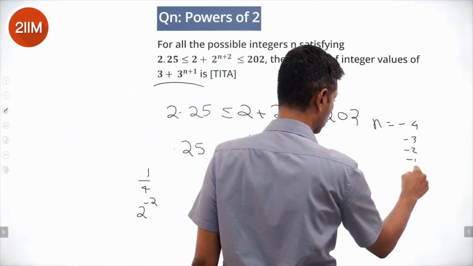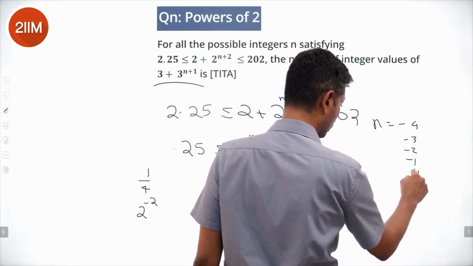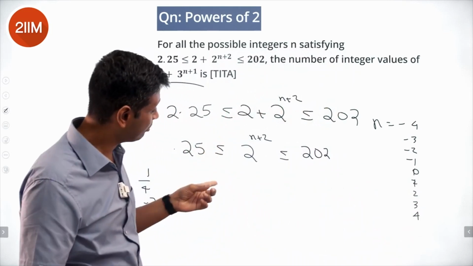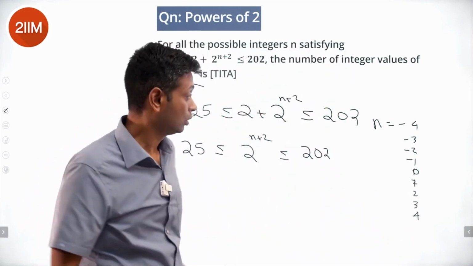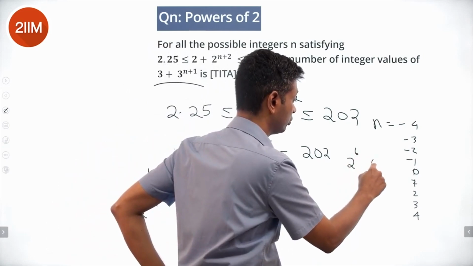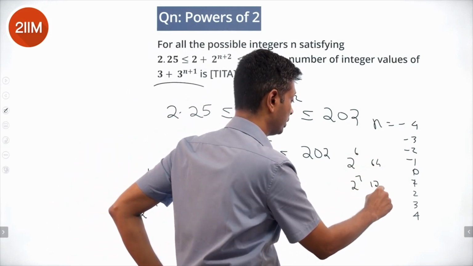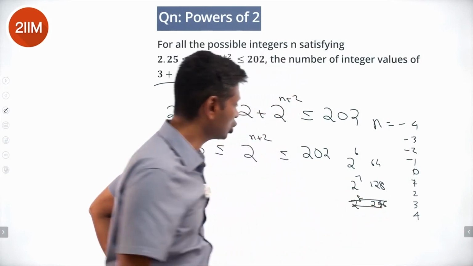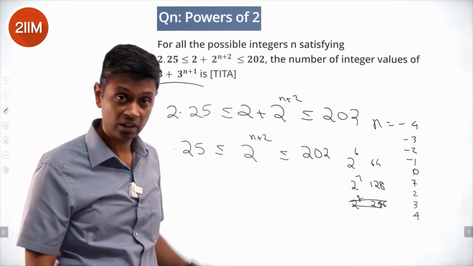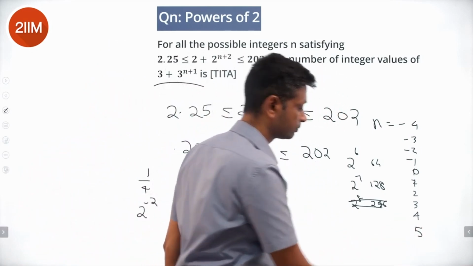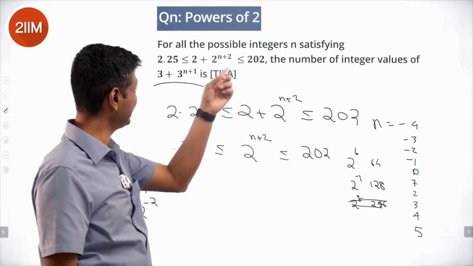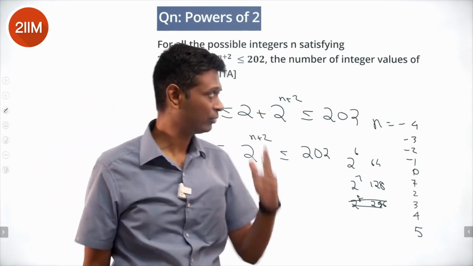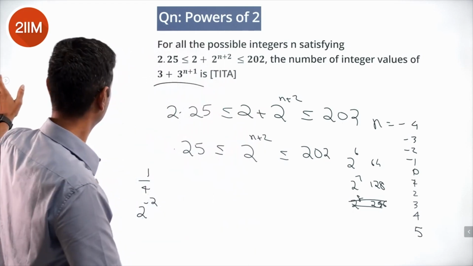It could be minus 2, minus 1, 0, 1, 2, 3, 4, all of this. 2 power n plus 2 should be less than or equal to 202. 2 power 6 is 64. 2 power 7 is 128. 2 power 8 is 256. N plus 2 cannot be 8. N plus 2 could be 7, or n could go up to 5. Satisfying this equation, n could be minus 4, minus 3, minus 2, minus 1, 0, 1, 2, 3, 4, 5, all of that.